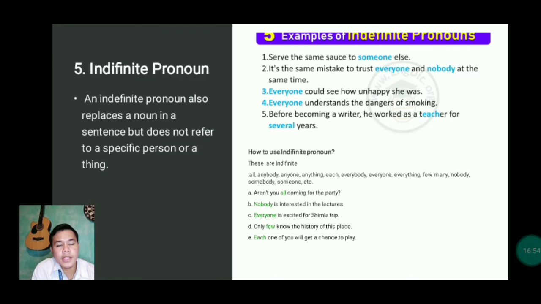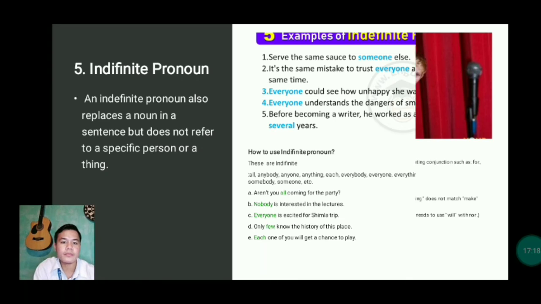So the first example is, aren't you all coming for the party? Nobody is interested in the lectures. Everyone is excited for the Shimla trip. Only few know the history of this place. Each one of you will get a chance to play. So that is the indefinite pronoun.